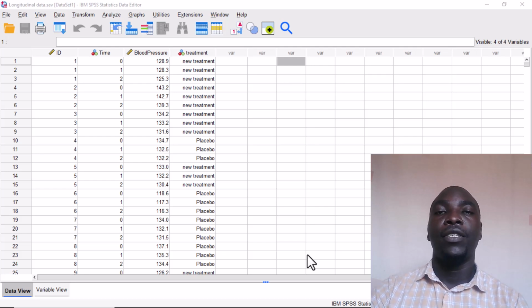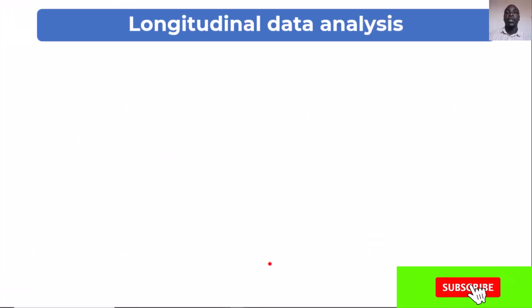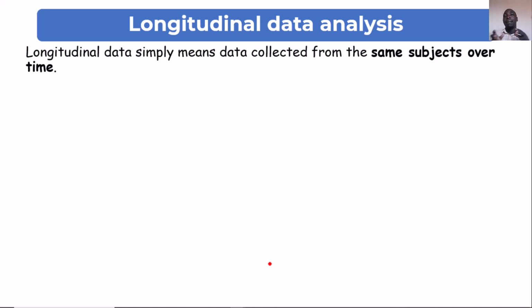Today we look at longitudinal data analysis in SPSS. But what is longitudinal data? Longitudinal data simply refers to data collected from the same subjects over time. You have repeated measurements about the same individuals over an extended period of time.